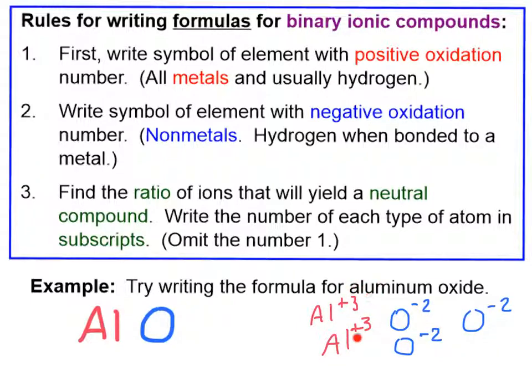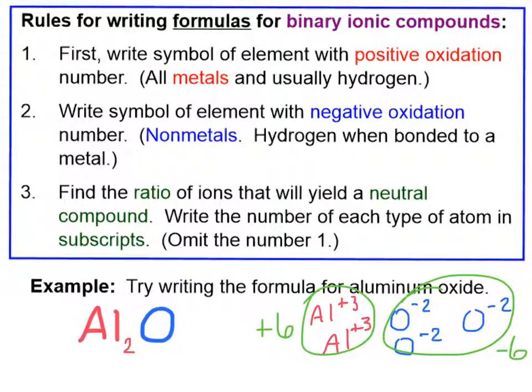If I have 2 aluminums at a +3 charge each, that gives me a total positive charge of +6. If I have these oxygens with 3 of them at -2 charge each, 2 times 3 is -6. That will give me a neutral compound. Therefore, I need to have these written in these proportions. If I have 2 aluminums, I write a subscript 2 right after the aluminum. If I have 3 oxygens, I'm going to write a subscript 3 for the number of oxygens. This is my neutral binary ionic compound.